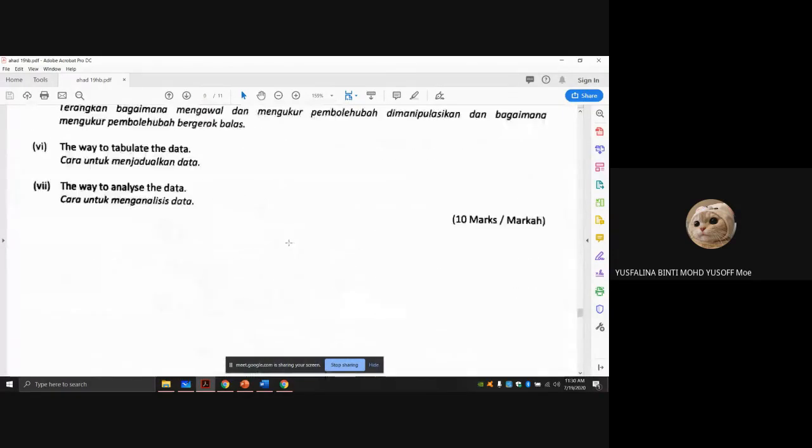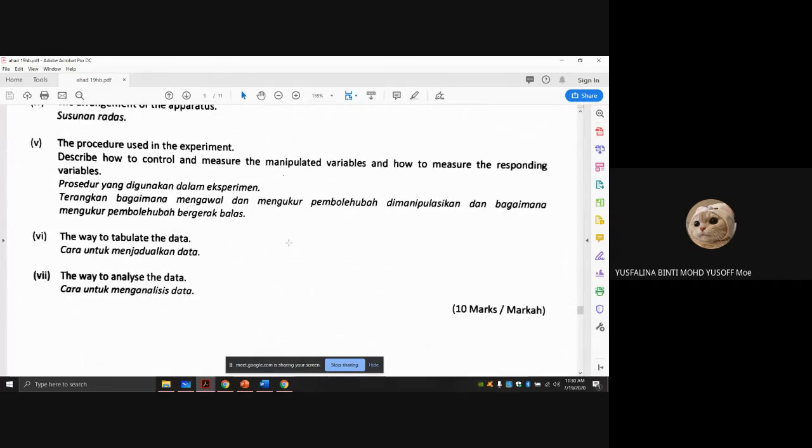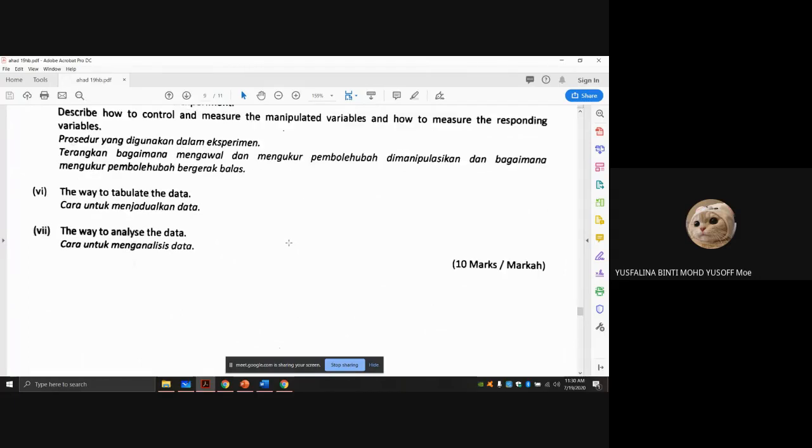So remember, question number 3 is a form 4 experiment, and question number 4 is a form 5 experiment. You don't need to remember both form 4 and form 5 experiments. You can just choose one, whether you want to memorize the form 4 experiment or the form 5 experiment. But I know many of you will choose form 4. Even other students don't like to choose form 5 experiments.